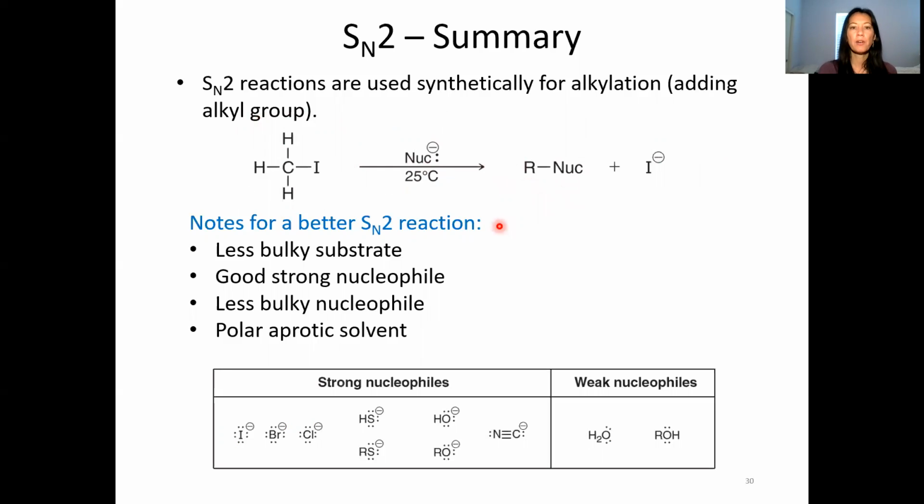Some notes for a better SN2 reaction, just keep in mind what that transition state looks like. It's organized, it's tight. You need both the substrate and the nucleophile to get organized. So less bulky is better, a less bulky substrate and a less bulky nucleophile. Also, you need a strong nucleophile. Strong is negatively charged. Those are the key features here. A better leaving group helps you as well, and you want a polar aprotic solvent.